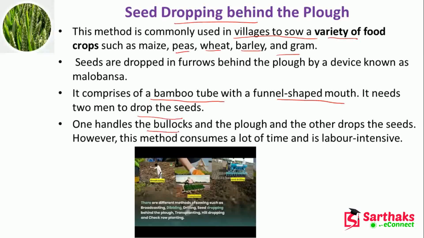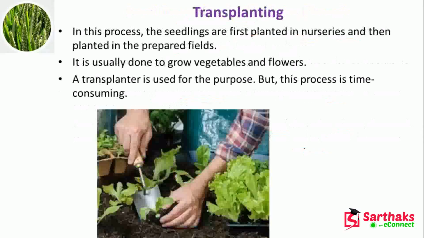One handles the bullocks and the plow, and the other drops the seeds. One handles the bullock and the other handles the dropping of the seeds from the funnel. It consumes a lot of time and is labor intensive also. That is why this method is not widely used for large fields, but it can be used in villages.